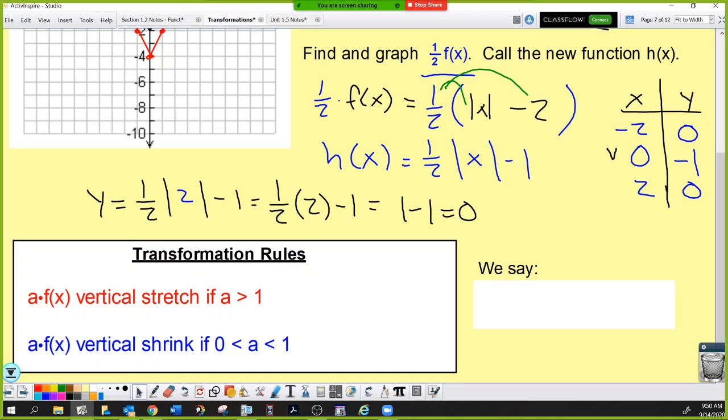And the words that you would use to describe it is a vertical stretch or shrink of factor and then whatever the A value was. Vertical stretch or shrink of factor, I don't know, 1/3 or something like that. Vertical shrink, factor 1/3. Vertical stretch, factor 4. Things like that.